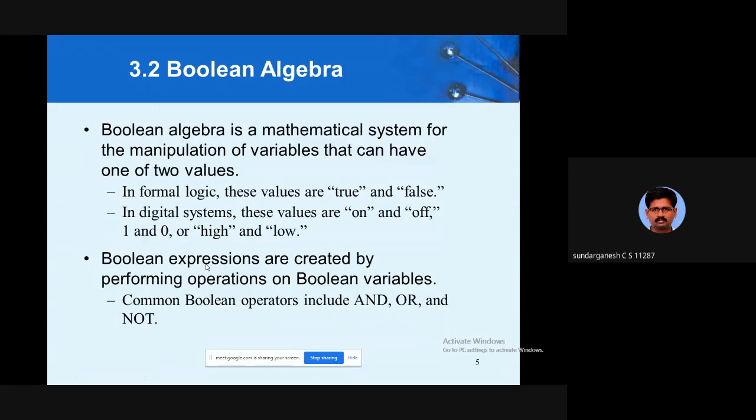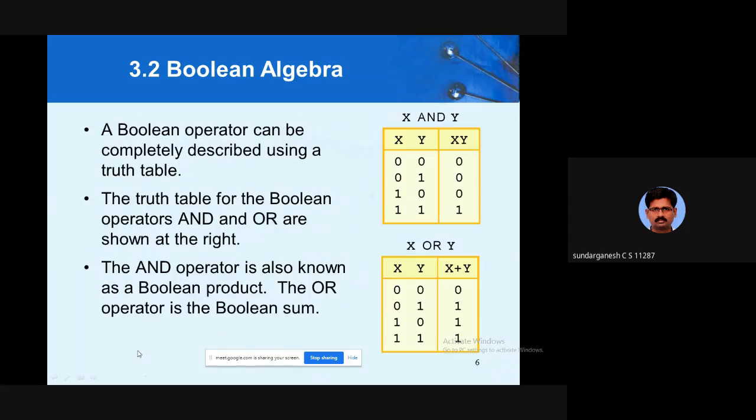So when you ask what Boolean algebra means, it is a mathematical system for manipulation of variables that have one of two values. These values will either be on and off, 1 and 0, or high and low. The normal Boolean operators are AND, OR, and NOT. A Boolean operator can be completely described by using a truth table.